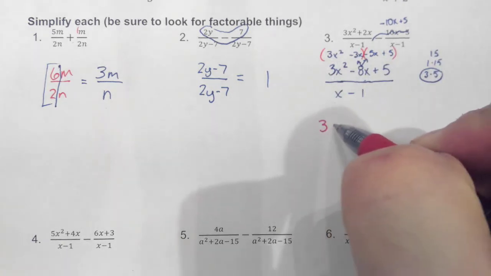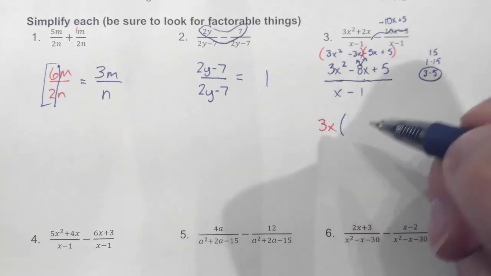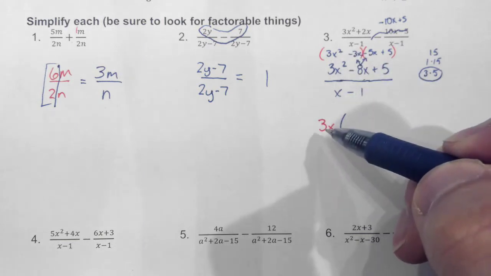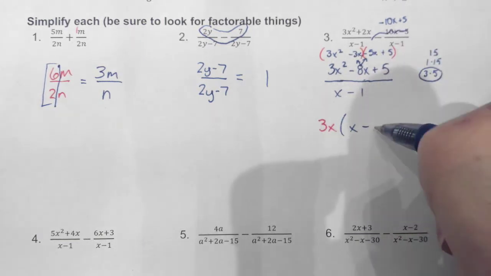So I'm going to come down here. If I were to divide each of those two terms by 3x, what would be left? Well, 3x squared divided by 3x is x. And I've got the minus sign. 3x divided by 3x is 1.